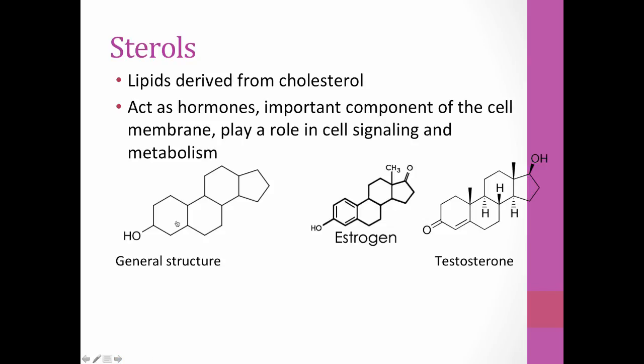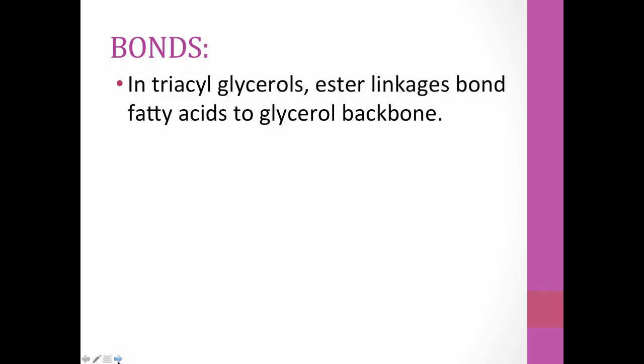So sterols, as I mentioned, are all derived from cholesterol. They've got these four carbon rings, three six-carbon and one five-carbon ring. They are involved in the cell membrane and in cell signaling, metabolism, and hormones. So the general structure is this, and you can see a few modifications and additions give you some completely different hormones with the same basis. In triacylglycerols and phospholipids, ester linkages are what's used to connect the fatty acid to the glycerol backbone.